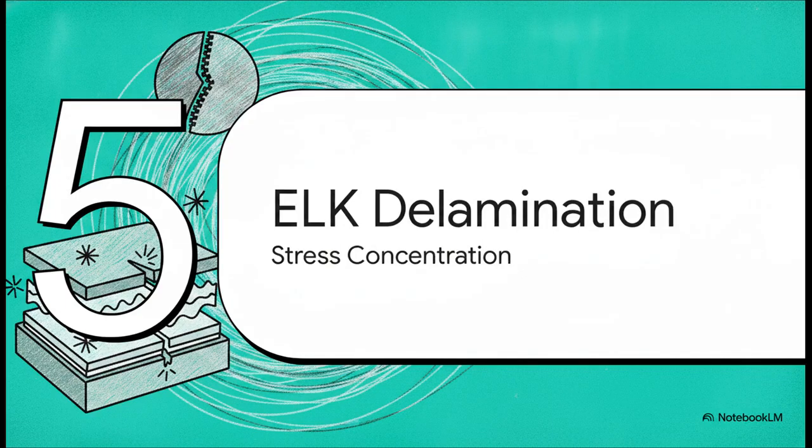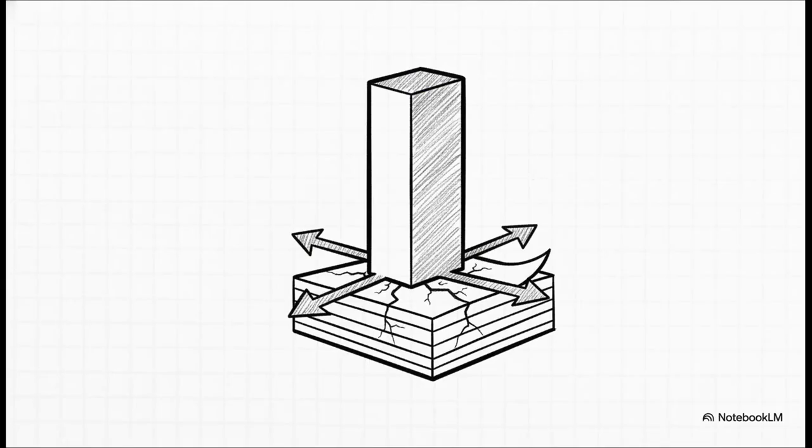Section 5, ELK delamination and extreme stress concentration. Our final defect mode is arguably the most delicate, and it happens deep within the chip itself. So directly beneath the die's active pads are these highly fragile, extra-low K dielectric layers. The rigid solder joints, and especially those stiff copper pillars we just used to fix bump bridging, actually transfer intense thermal cooling shear stress straight into these brittle layers.